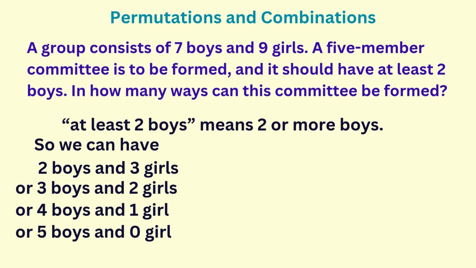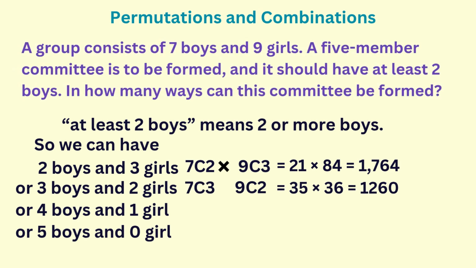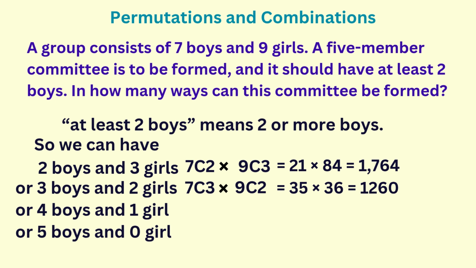We are choosing 2 boys from 7, so 7 choose 2, and we are choosing 3 girls from 9, so 9 choose 3. So this case gives 21 times 84 equals 1,764. Next, we are choosing 3 boys from 7, so 7 choose 3, and 2 girls from 9, so 9 choose 2. So this case gives 35 times 36 equals 1,260. Next, we are choosing 4 boys from 7, so 7 choose 4, and we are choosing 1 girl from 9, so 9 choose 1.